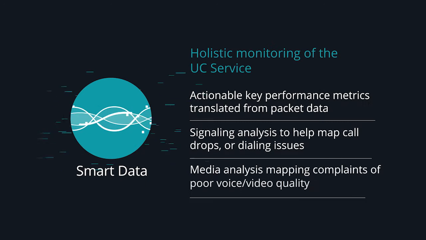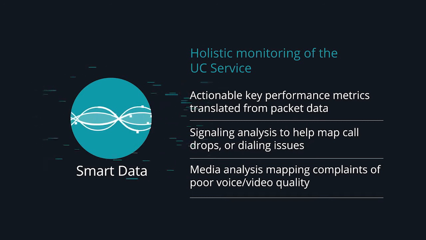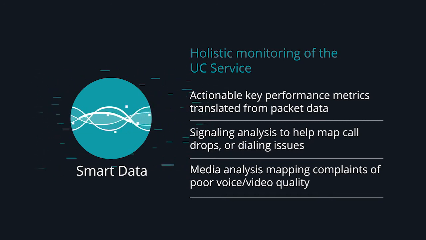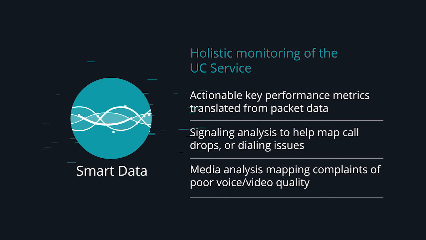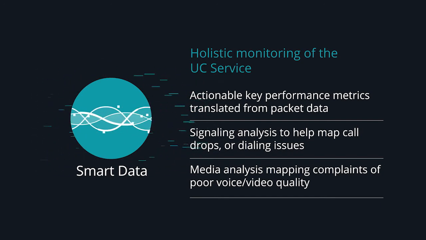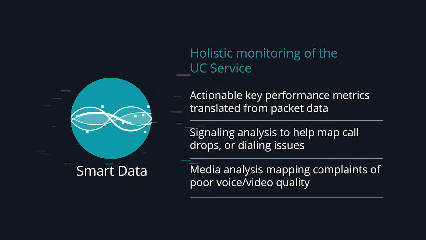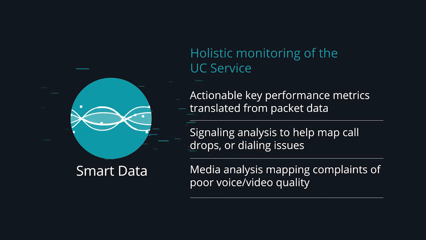Smart Data provides holistic monitoring of the UC service. It consists of actionable, key performance metrics translated from packet data, signaling analysis to help map dropped calls or dialing issues to the SIP trunk, SBC provider, or call manager at fault, and media analysis, mapping complaints of poor voice or video quality to the user, network, QoS, SIP trunk, SBC, or firewall with the issue. With Smart Data, issues are characterized and the evidence provided to get the right people working on the service-affecting issues quickly, without the unnecessary large war rooms and the consequent blame game and delays in problem resolution.